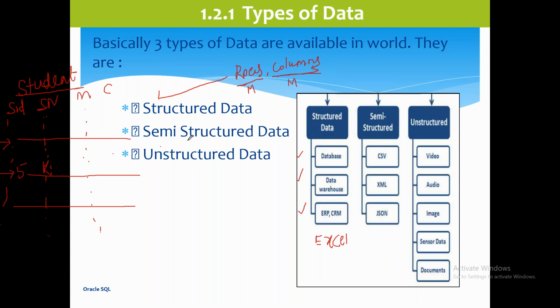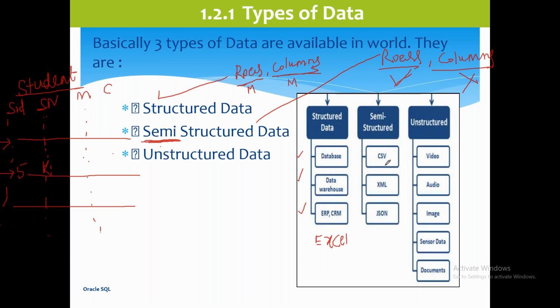Next is semi-structured data. Semi is mentioned. Semi means partial, 50-50, half-half. So in semi-structured data, here also we can consider rows and columns. Row wise we can get the meaning, yes, but column wise there is no meaning. 50% meaning is there, 50% meaning is not there. Partial meaning, partial no meaning. These kind of data are called semi-structured data.